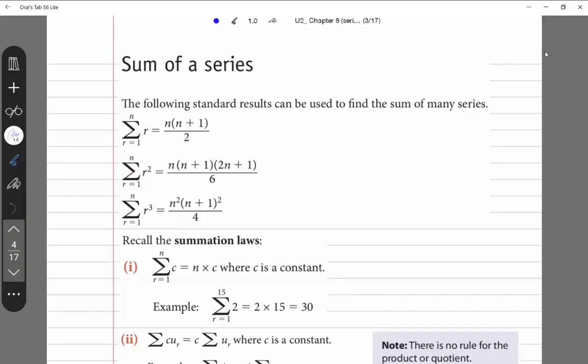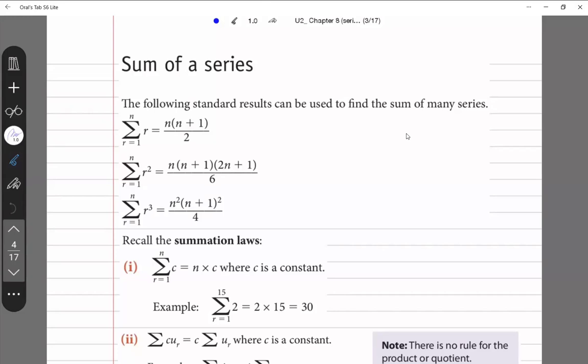All right, so today we're looking at sum of a series, and the following standard results can be used to find the sum of many series.